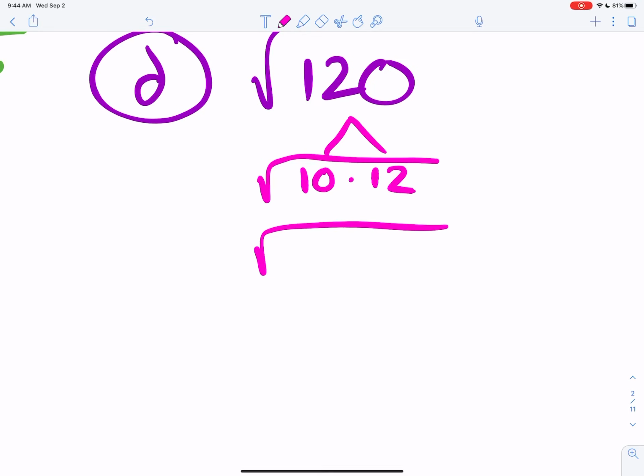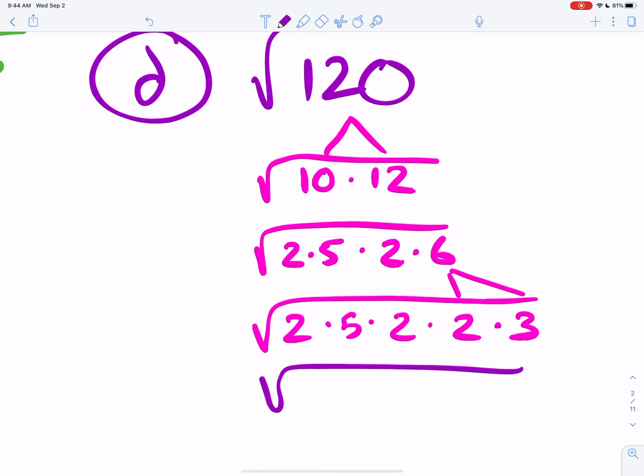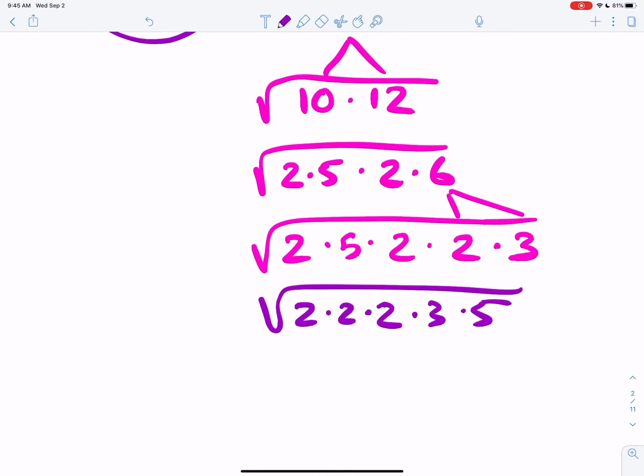I know 10 can be broken down as 2 times 5. 12 can be broken down as 2 times 6. But now 6 can also be broken down as 2 times 3. All right. And remember, with multiplication, order doesn't matter, so you could rearrange this as much as you want. I like to group all of them together, so 2 times 2 times 2 times 3 times 5, but it's really not necessary here, okay?